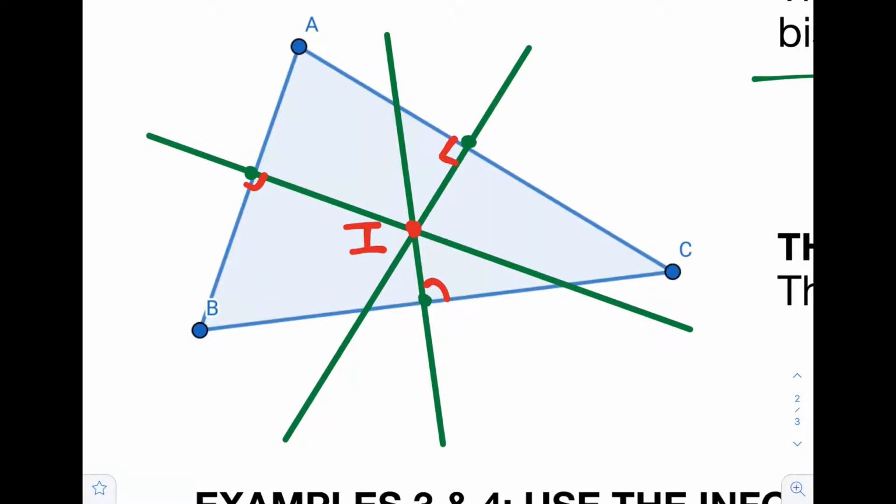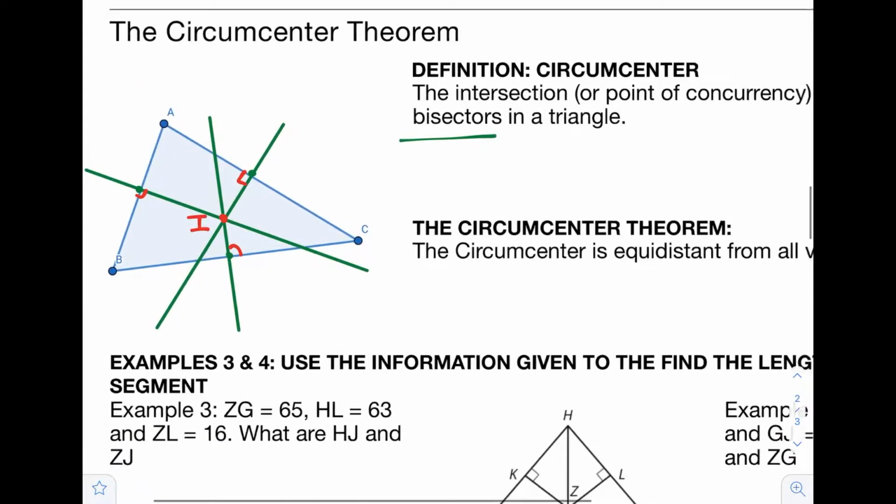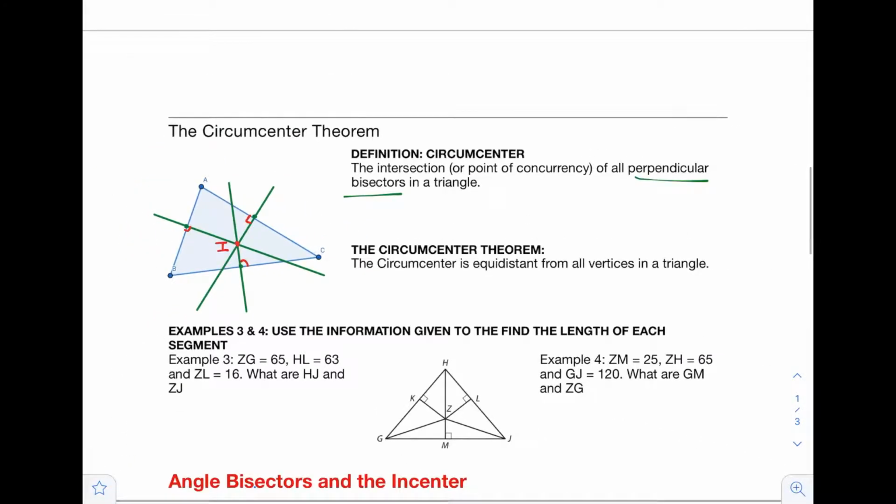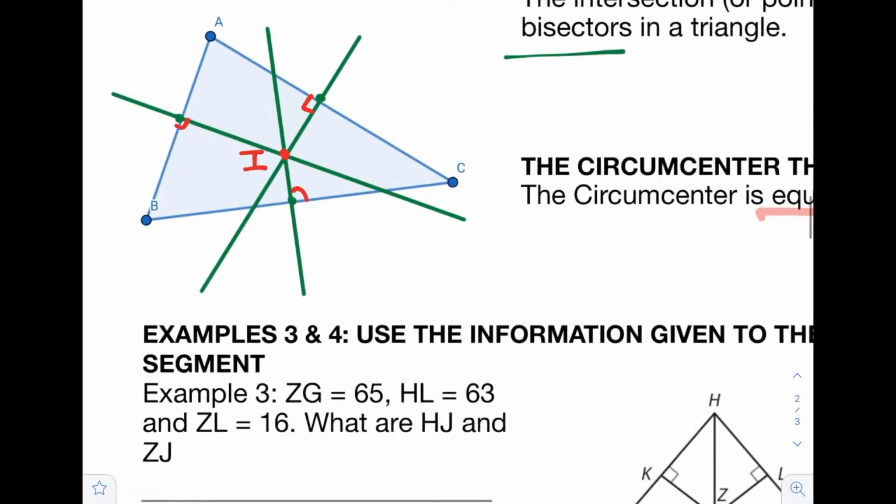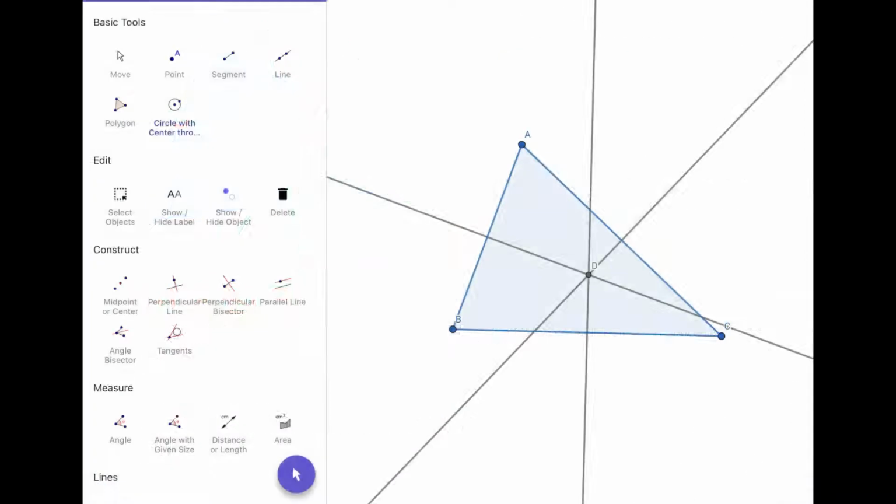The circumcenter theorem says that the circumcenter is equidistant from all vertices of a triangle. This is true because it sits on each perpendicular bisector. Because it sits on the perpendicular bisector of BC, it's going to be the same distance away from B and C. And because it sits on the perpendicular bisector of AB, it's going to be the same distance away from A and B. So if we call our circumcenter I, this tells us that AI is equal to BI is equal to CI.